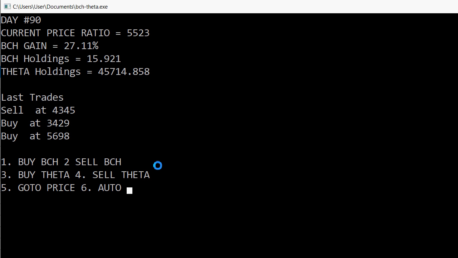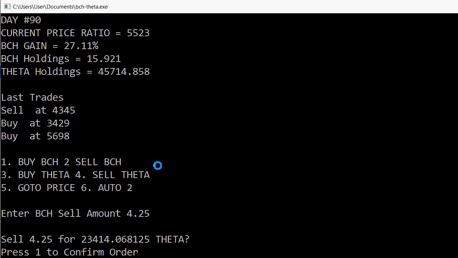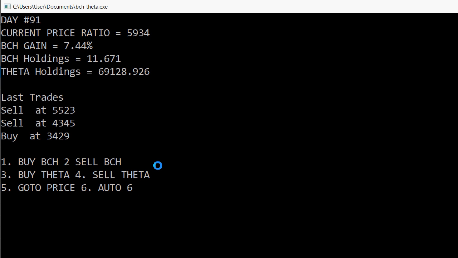Let's see. Let's go now. A big gain for Bitcoin Cash. So let's go maybe 4 again, like 4-point quarter. I get 23,000. We're on day 91. So we'll move to day 99 where Theta gets a gain, 69,000 ownership.